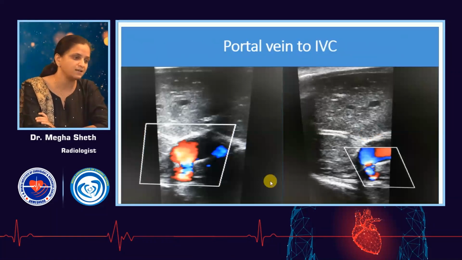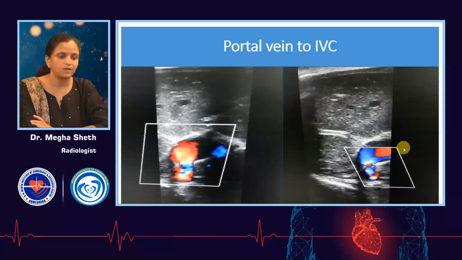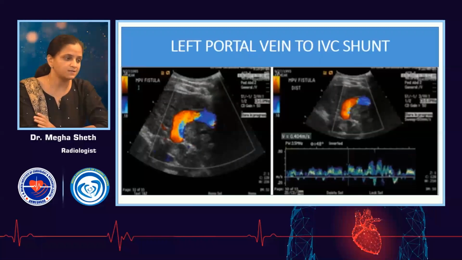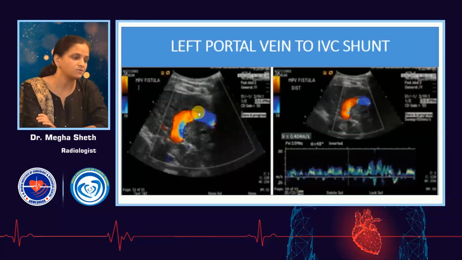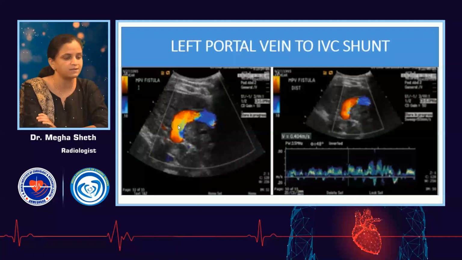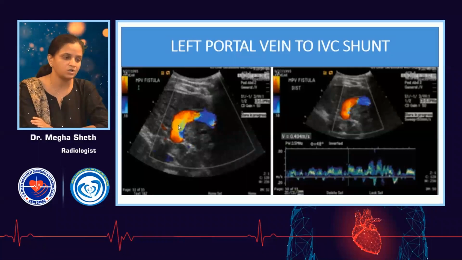This was another case here also. We can see the communication, dilated portal vein and the communication between portal vein and IVC. Okay. Next comes, this is also a case here also. The left portal vein is draining into IVC. We can see the dilated left portal vein. This is the communication.